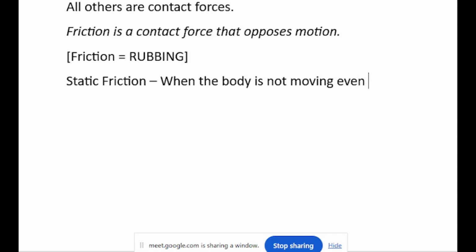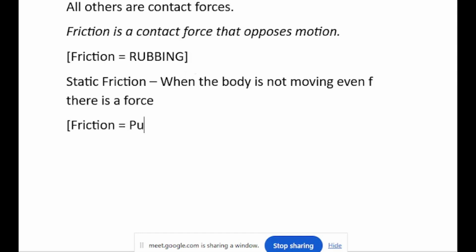even if there is a force. There is a force, but still the body is not moving. I am pushing the body, but still the body is not moving. আমি তো push করছি, but still it is not moving. Why? That is friction is equal to the push.